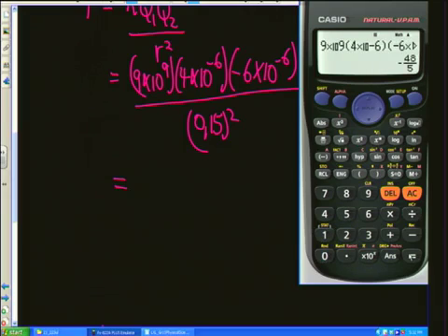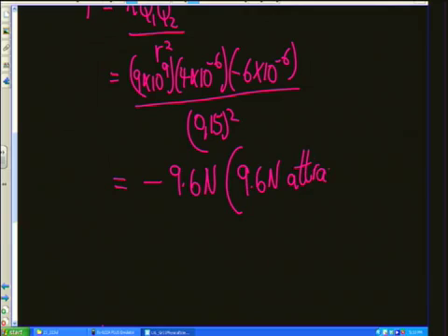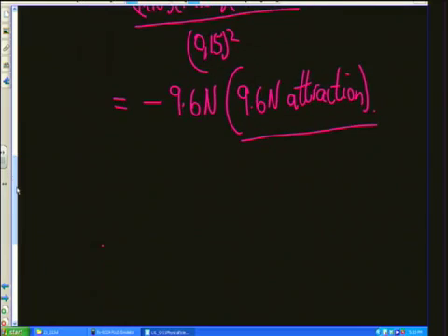Okay, and what do we get? So what we get there, it's a force that is minus 9.6. So minus 9.6 newtons. And what does this mean? It means you've got 9.6 newtons and the force is attraction. It means you've got a positive and a negative charge that are closer to each other there.